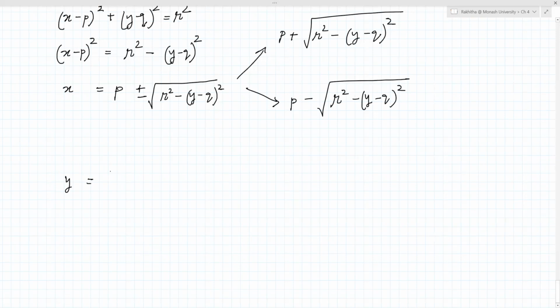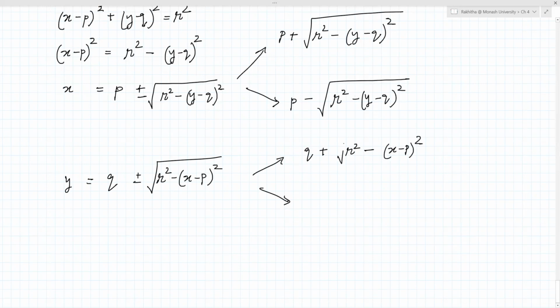Math is all about pattern recognition, right? So that would be plus and minus r squared minus x minus p squared, square root, and here what you should have is q. Okay, math is all about pattern recognition. So the positive solution would be q plus the square root of r squared minus x minus p squared. The negative solution, q minus the square root of r squared minus x minus p squared.